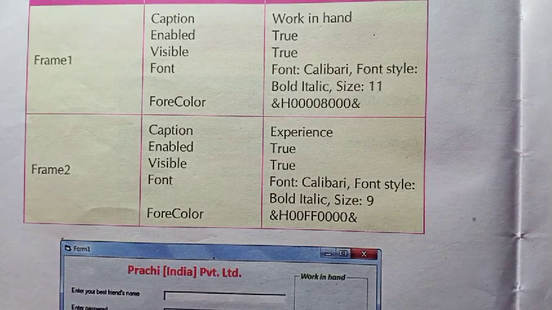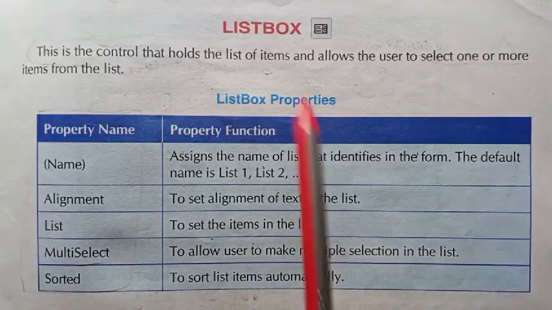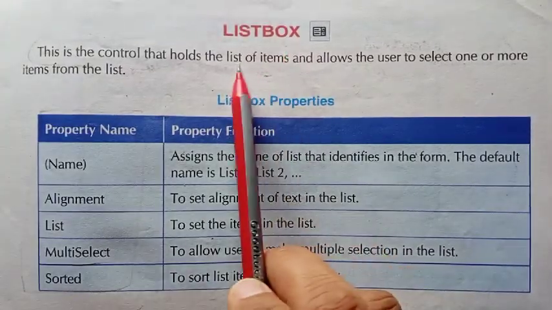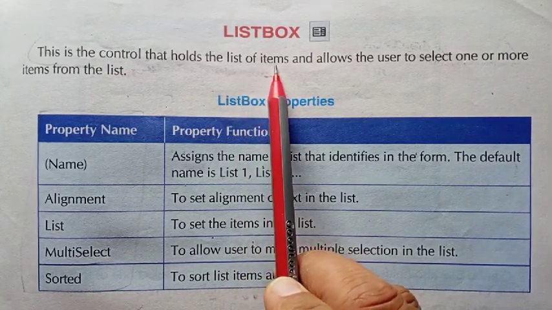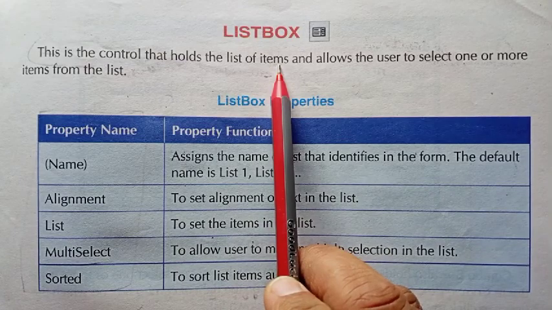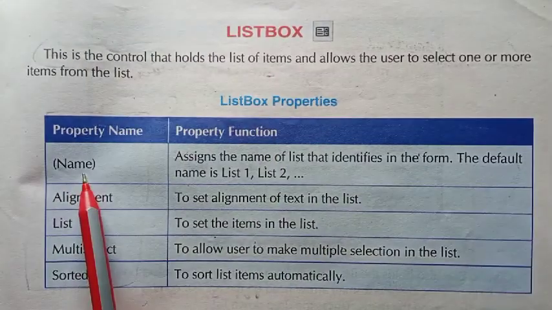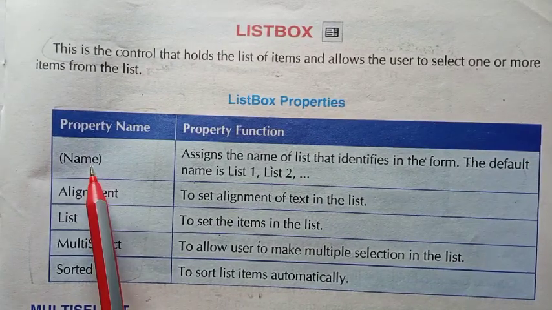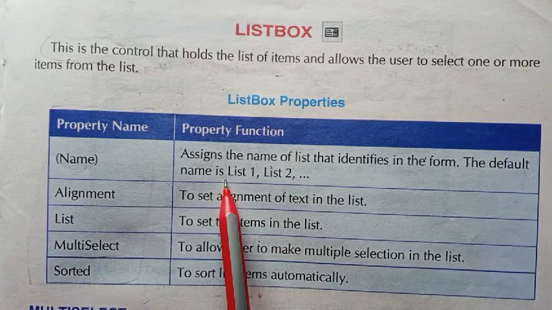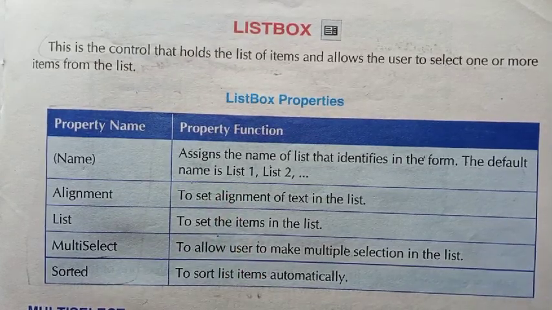Moving ahead, we have another tool, that is list box. As the name indicates, list box, that means it is going to show you the list of the items that you are going to give for the selection. The commonly used properties of the list box are again name. That means the name that will be assigned by the computer. So by default it is going to be list 1, list 2, list 3 and so on, and we are not going to change the name.